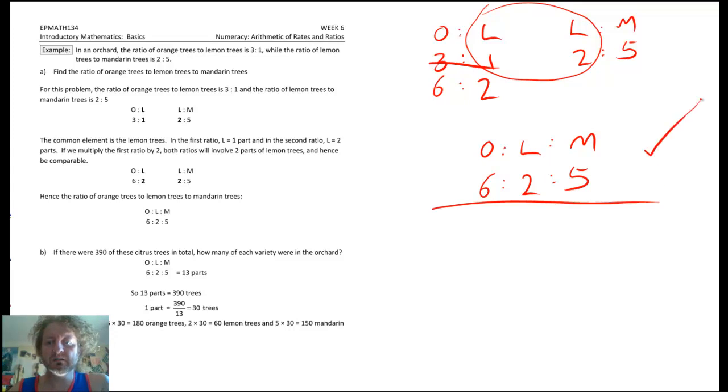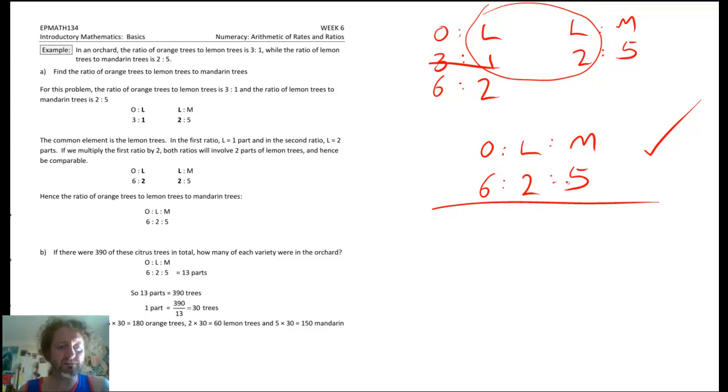So you've just got to make the common term the same by multiplying or dividing by whatever number, and now we can compare them. So now if someone asks me, what's the ratio of orange trees to lemon to mandarin? It's 6 to 2 to 5. Or if someone asks me what was the ratio of orange to mandarin, it's 6 to 5. There's 6 orange trees for every 5 mandarin.